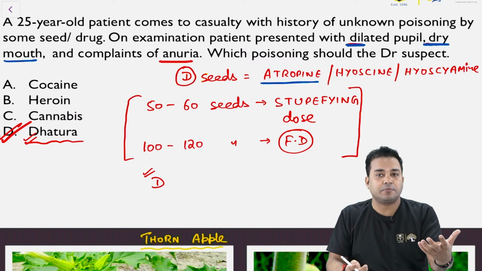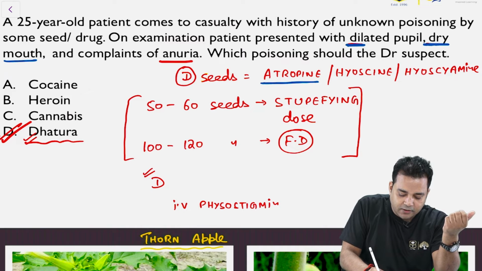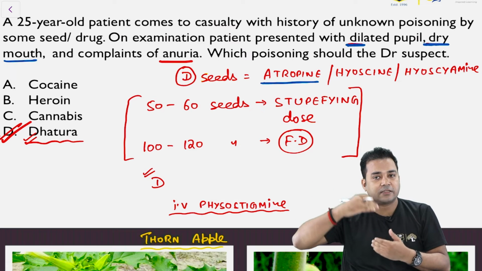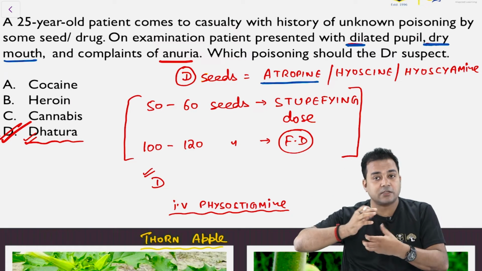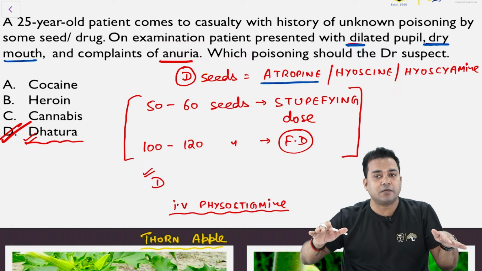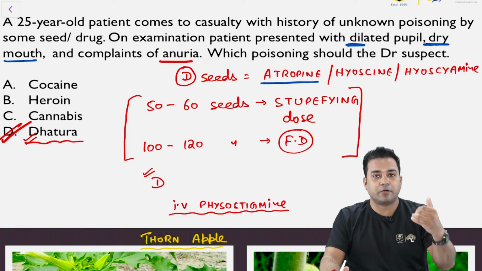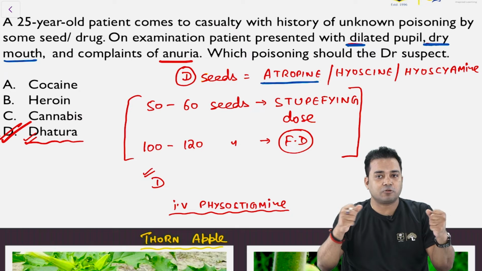How will you treat the person? What will be the antidote? IV physostigmine. Physostigmine is a reversible acetylcholinesterase inhibitor. It will inhibit that acetylcholinesterase enzyme so that acetylcholine levels increase in the synaptic cleft at neuromuscular junctions, and so that excess of atropinergic effect is countered and the patient gets benefited. Neostigmine is not preferred. Why? Because it is not able to cross blood-brain barrier. So these are the most important things to be remembered in Datura.